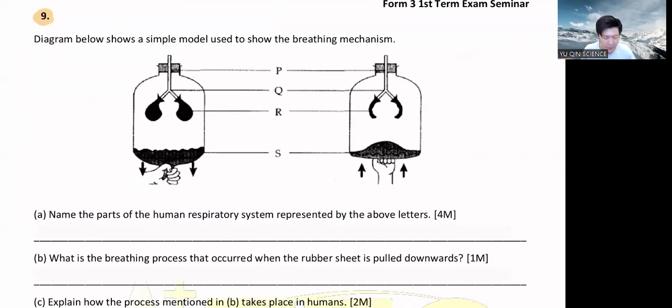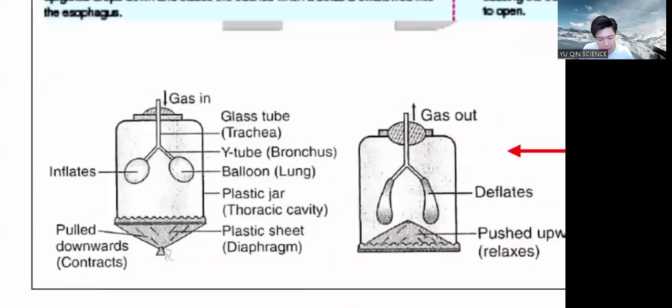Okay, let's go on with the first one. Name the part of the human respiratory system represented by the above letter. Oh, like so. P, Q, R lah. Can you find out? It's here. P is the glass tube representing the trachea. So you write P, trachea. The question is asking for human parts. It's here for you.